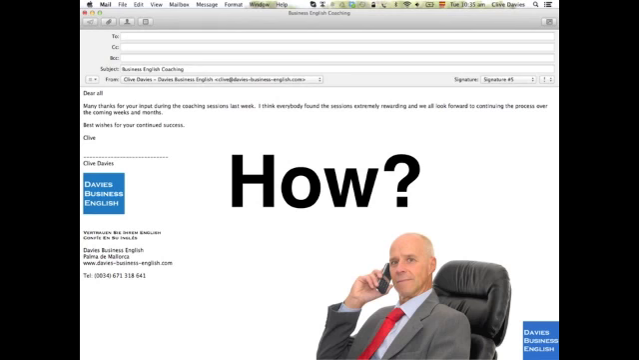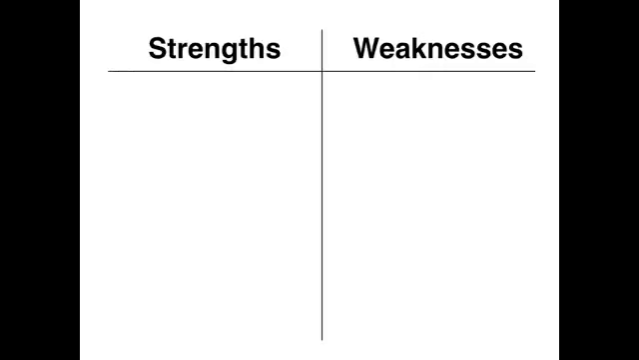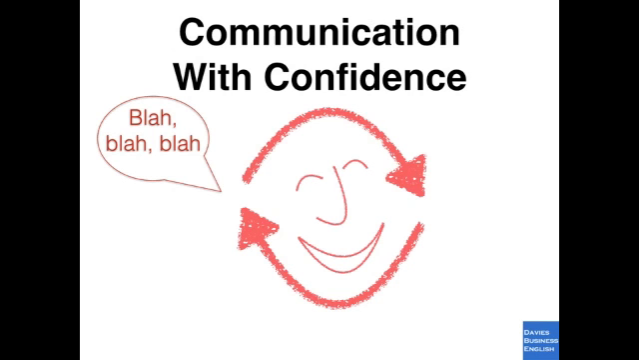Our target is to improve your communication skills in English, and we need to look at how you communicate. There are 4 parts: listening, speaking, reading and writing, and we use some more than others. Take a moment to note down where you are strongest and where you are weakest. This will help us focus on your number 1 target, communication with confidence.